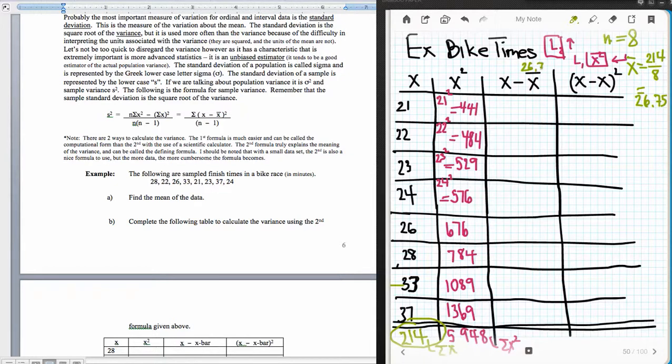but I actually want to use 26.75 in here. Now I can use my data registers to do this as well, and what I'm going to be doing is 21 minus 26.75, and then here I'll be doing 22 minus 26.75. Now I could do this by hand, or I can let my data registers do it. Go into L3 and then up into L3, and then I would say L sub 1 minus 26.75, and then I can get those values.